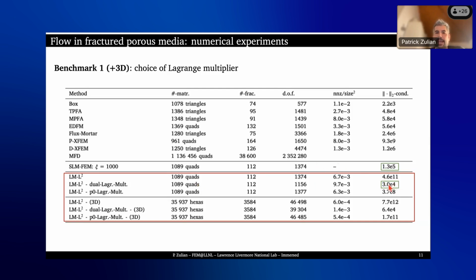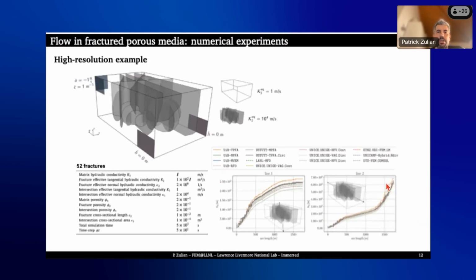And this makes it a bit easier to solve the system. But we can also choose other Lagrange multipliers if we want a more regular or smoother Lagrange multiplier. We can also do that. We also tried a higher order and so on, but we do all our simulations with low order now.